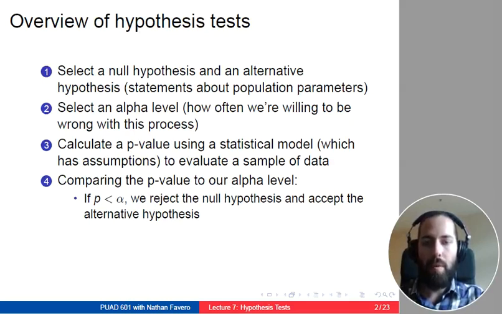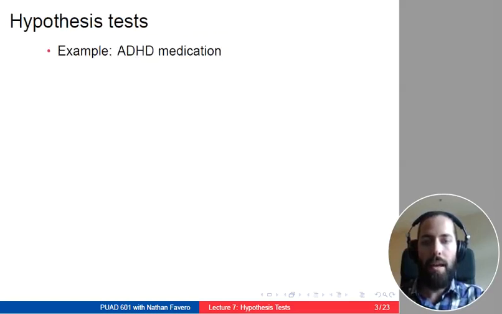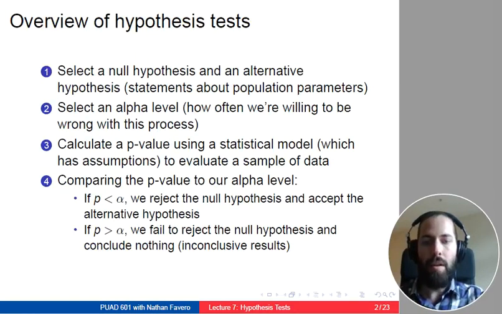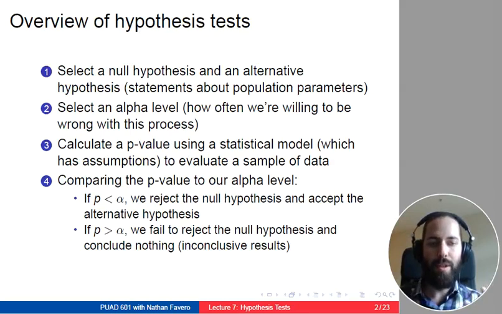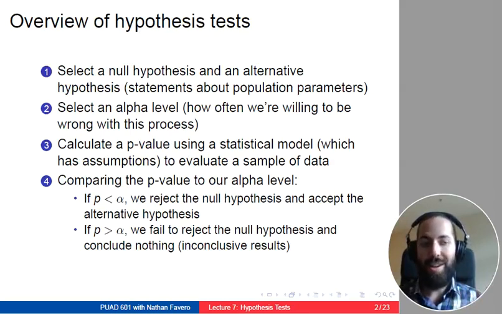The other outcome that we could reach is that p is greater than alpha, in which case we're going to fail to reject the null hypothesis, and we're going to conclude nothing, or have inconclusive results. This is something we'll circle back to, but it's really important that one of the two possible conclusions is to be able to say we can't conclude anything. We just don't have enough data. We don't have enough information to really reach a good result. So we're going to have an inconclusive result.